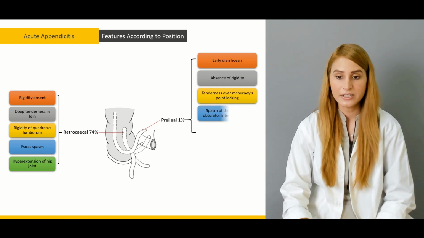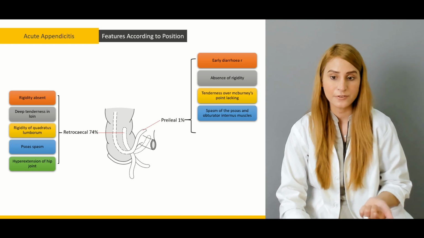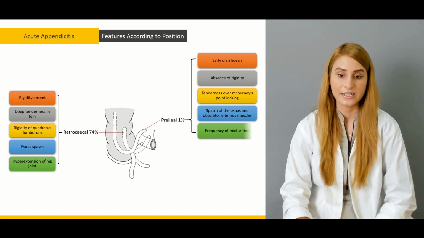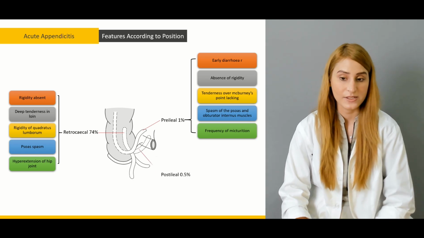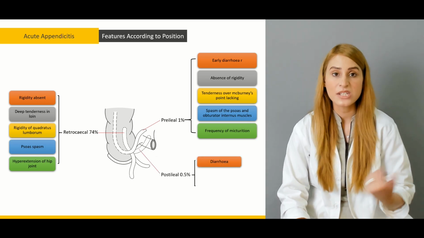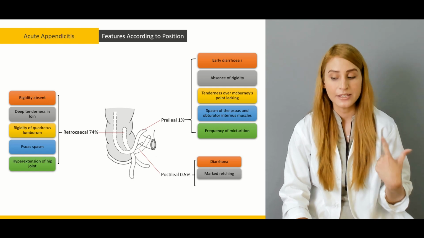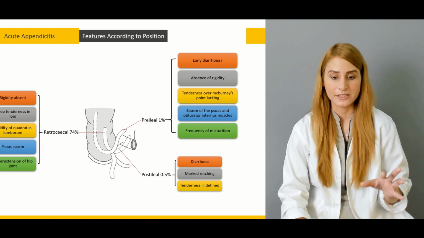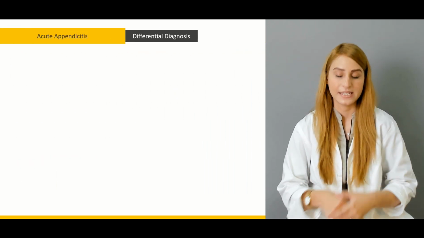So the tenderness over McBurney's point is typical in case of acute appendicitis, particularly in case of the retrocecal appendix. But in case of pre-ileal, it's absent. Spasm of the psoas and the obturator internus muscle can also be present. There can be increased frequency of micturition. In case of the post-ileal, there would be diarrhea, there would be marked retching, and the tenderness would be ill-defined. So you have to keep all these things in your mind.